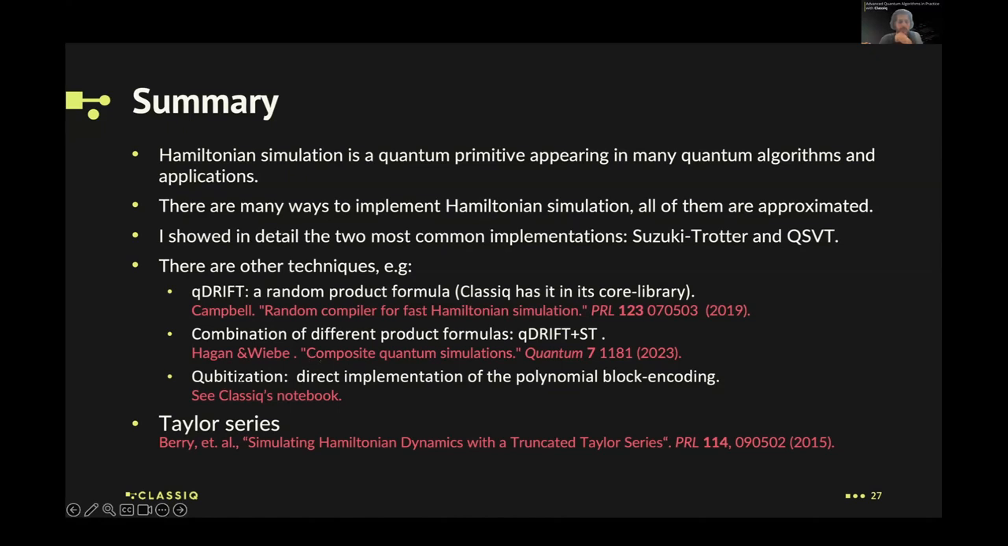And there is also qubitization that you can see in our notebook. It's maybe less efficient, but I think educationally it's a very good one, and it might be efficient in some cases, I believe. And finally, there is also Taylor series. You can find it in this paper, which is also a technique, I think less common, but still a technique that probably is good in some cases.